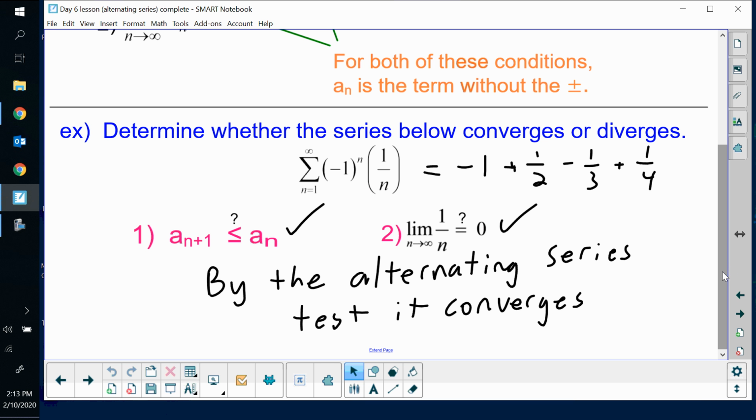Now, I want you to think about why this might be a surprising result. Hopefully some of you are thinking, well, 1 over n is the harmonic, and we know that diverges. But if you have an alternating harmonic, that actually converges. So the alternating harmonic is a convergent series, but the regular harmonic does diverge.